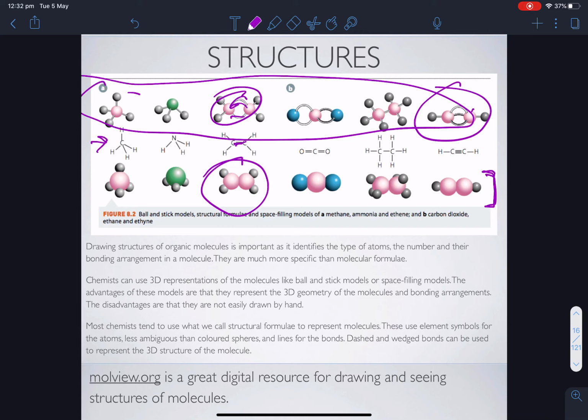Most people by hand, and in exams, you'll tend to stick to the structural formula. You can't imagine being asked to draw a ball and stick, but ball and stick models do help when representing 3D structures. They're really good at that.